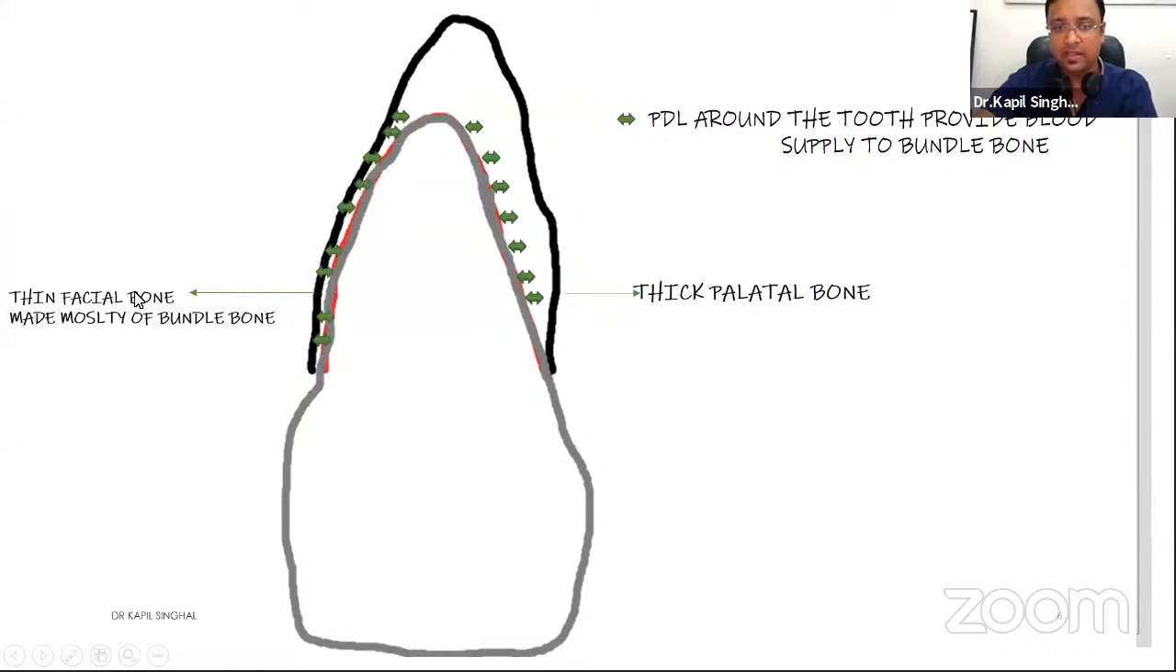on the facial side, the bone that is present is very thin, and it is mostly bundle bone. And on the palatal side, the bone is pretty thick. So it is very important that we take care of this facial bone, which is a very thin bundle bone. And I told you that as we pull out this tooth, the periodontal ligament comes out, and the blood vessel with the PDL also goes away. It means the blood supply of our bundle bone is compromised. So now implant placement in this condition is very tricky.